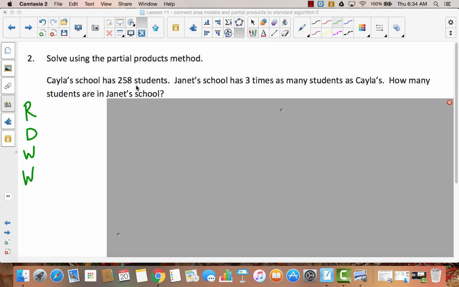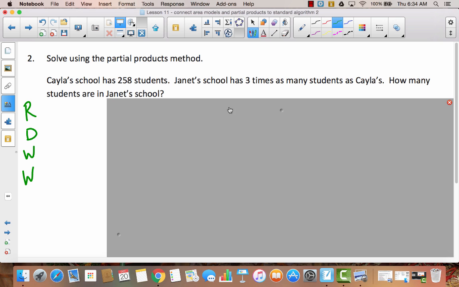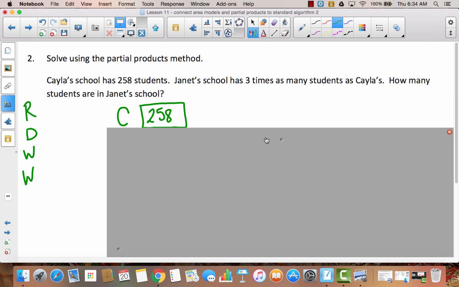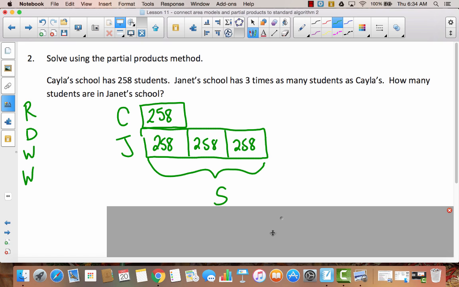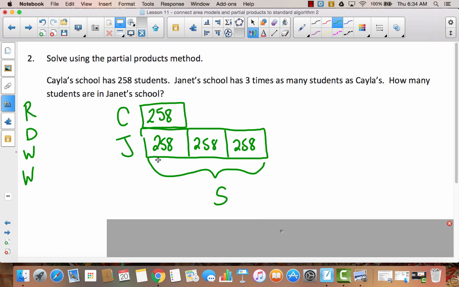Okay, so I went back and I reread this problem, and I noticed that it said that we were comparing Kayla's school to Janet's school. So I decided to go ahead and do 2 tape diagrams. I labeled Kayla's school 258 students, and then I made Janet's school with 3 258s because it's 3 times as many as Kayla's school, and then I put S for my unknown because the question says how many students are in Janet's school, so this is what I'm trying to find out.